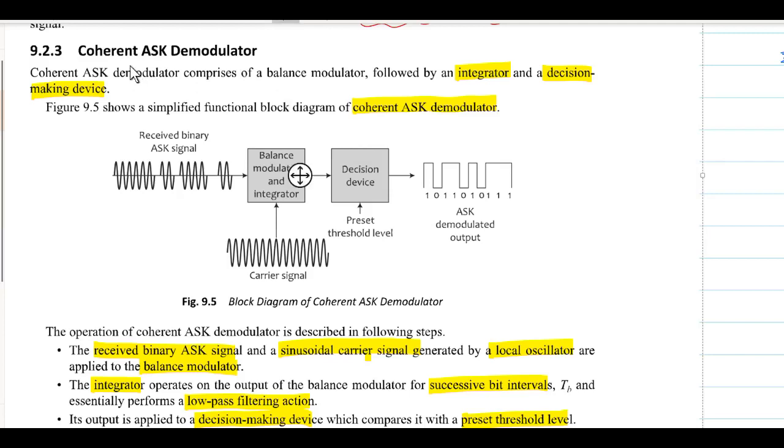We now discuss the concept of the demodulator, and we start with that of the coherent detector or demodulator of ASK. And we say that this consists of a balanced modulator followed by an integrator and a decision-making device. So it is like we are repeating the process that we have in the generation of the ASK signal, because we are having another modulator which is now followed by the integrator. Of course, we have said that this one is equivalent to the product modulator, which means that we are multiplying the two inputs, in this case the binary ASK signal and the locally generated carrier signal.